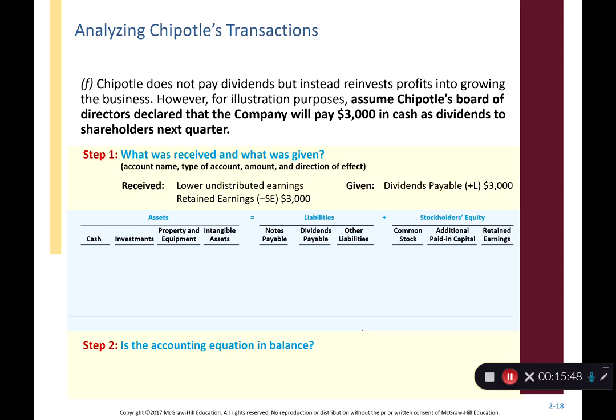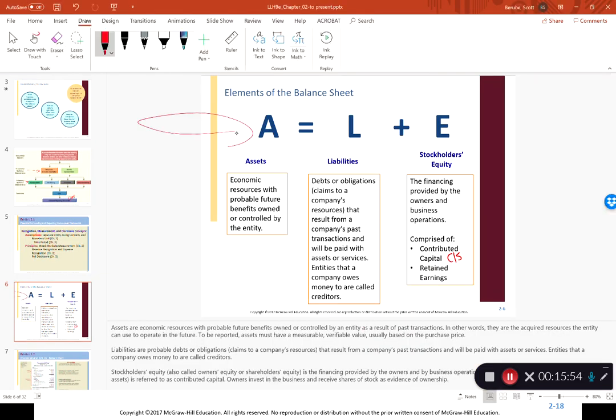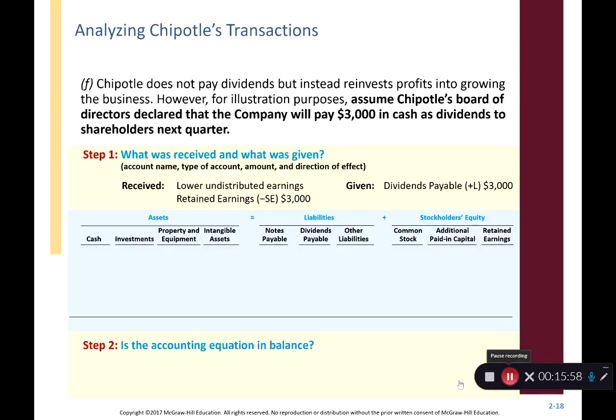What are we giving up? In this case, because we haven't paid for it right away, since it says we're going to pay it in the next quarter, we're going to be giving up a promise to pay in the future, a dividend payable. We'll give up the cash later on when we actually pay it. So don't get too caught up on receive and give. Let's just talk logically again. What happened? We decided to give out dividends.